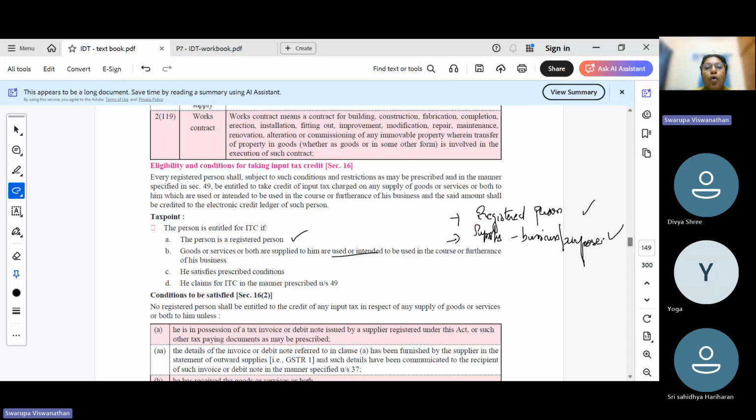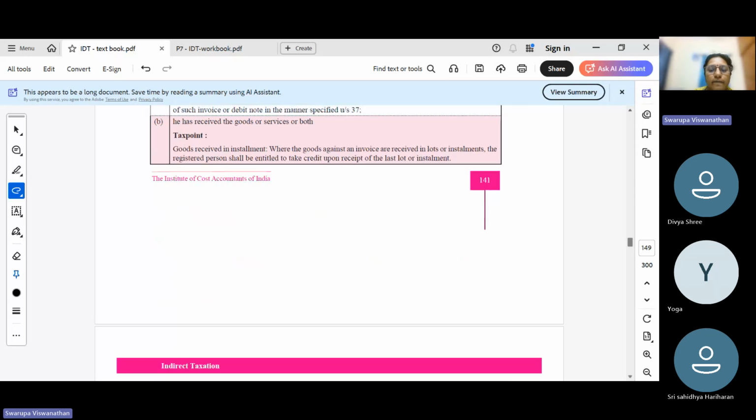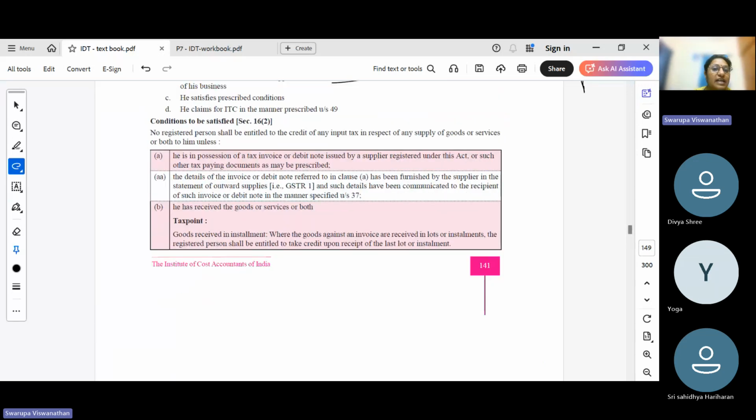But he cannot take ITC for all inward supplies. He must satisfy certain prescribed conditions. Now this is the most important thing from the exam point of view: what are the prescribed conditions to be satisfied? You will be given case studies where you will have to apply the conditions and see if that particular scenario satisfies all the conditions.